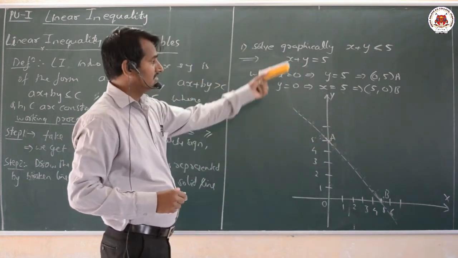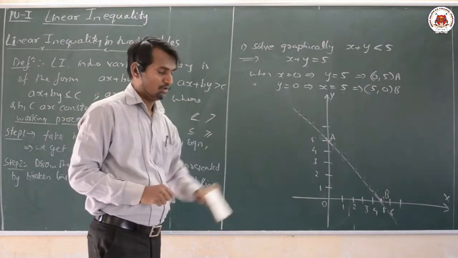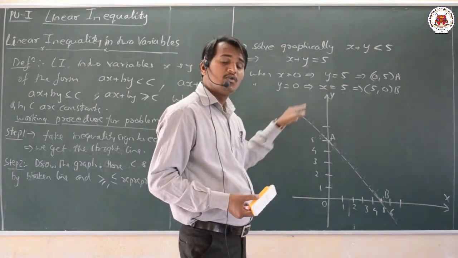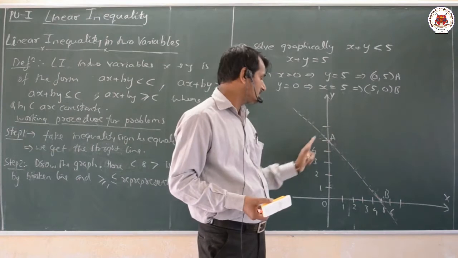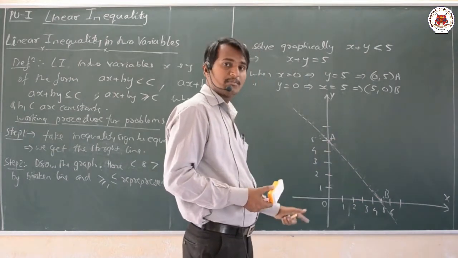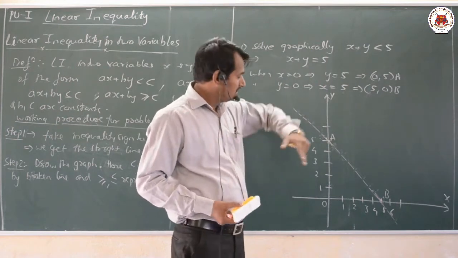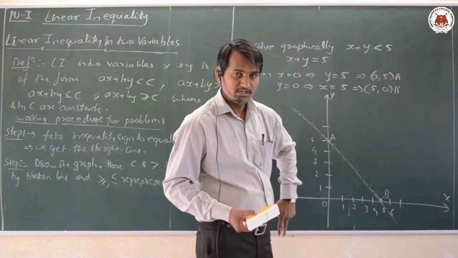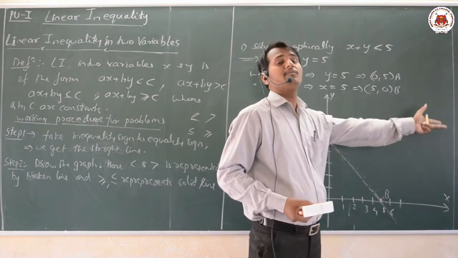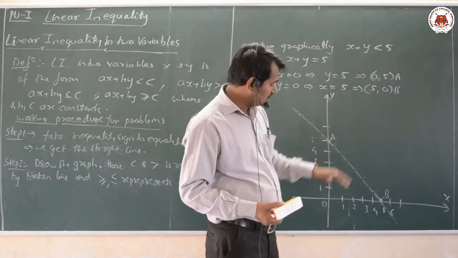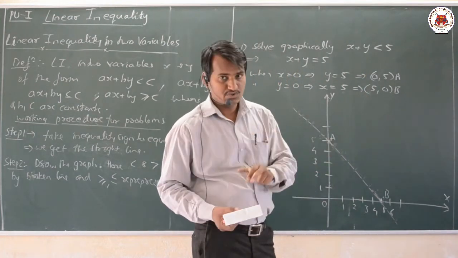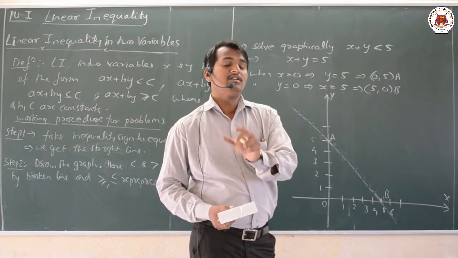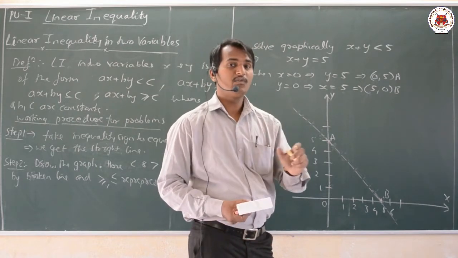If it is less than or greater than, the line is represented by a broken line. Now what happens here, dear students, the line AB divides the whole two-dimensional plane, that is the first, second, third and fourth quadrants, everything, into two parts. One part is towards the origin, and one is away from the origin. Among these two, one is our solution set, the graphical region that is the required answer here.